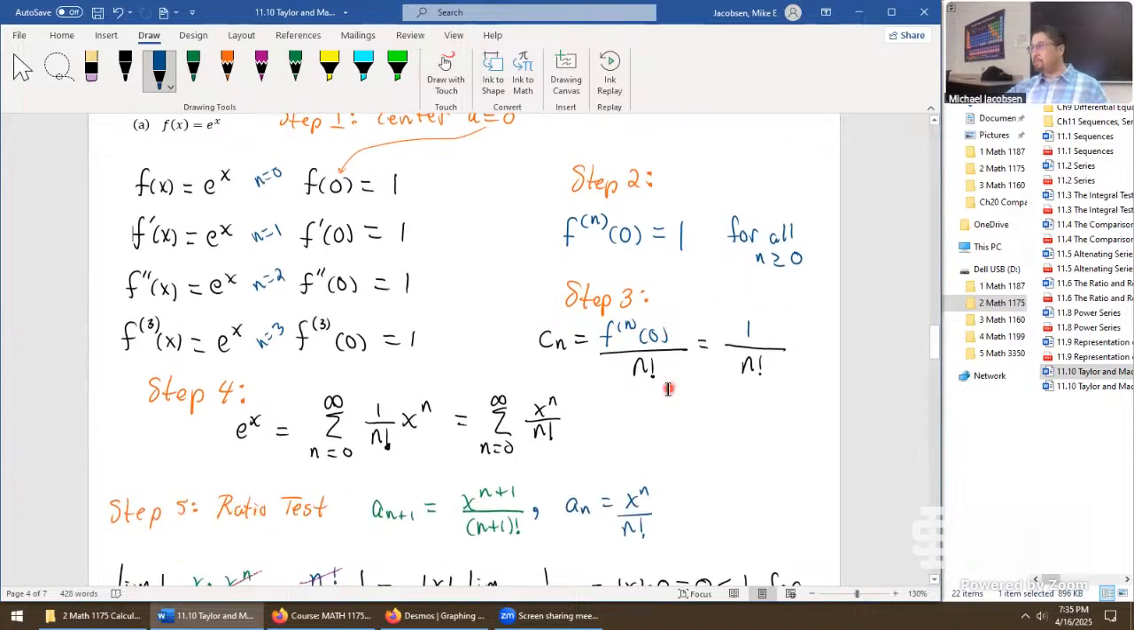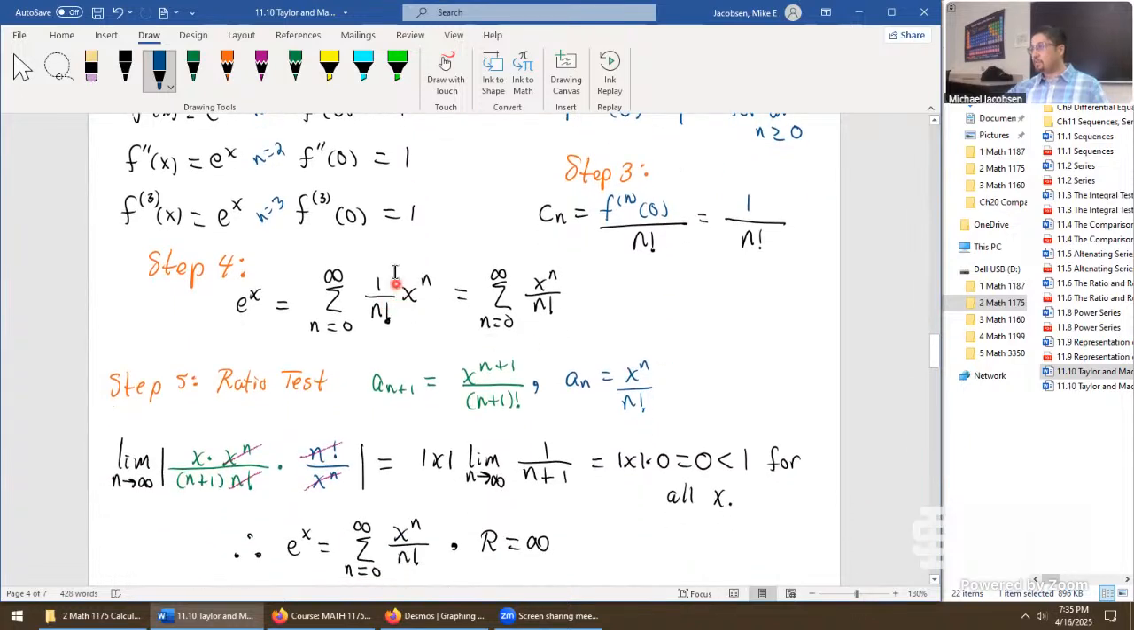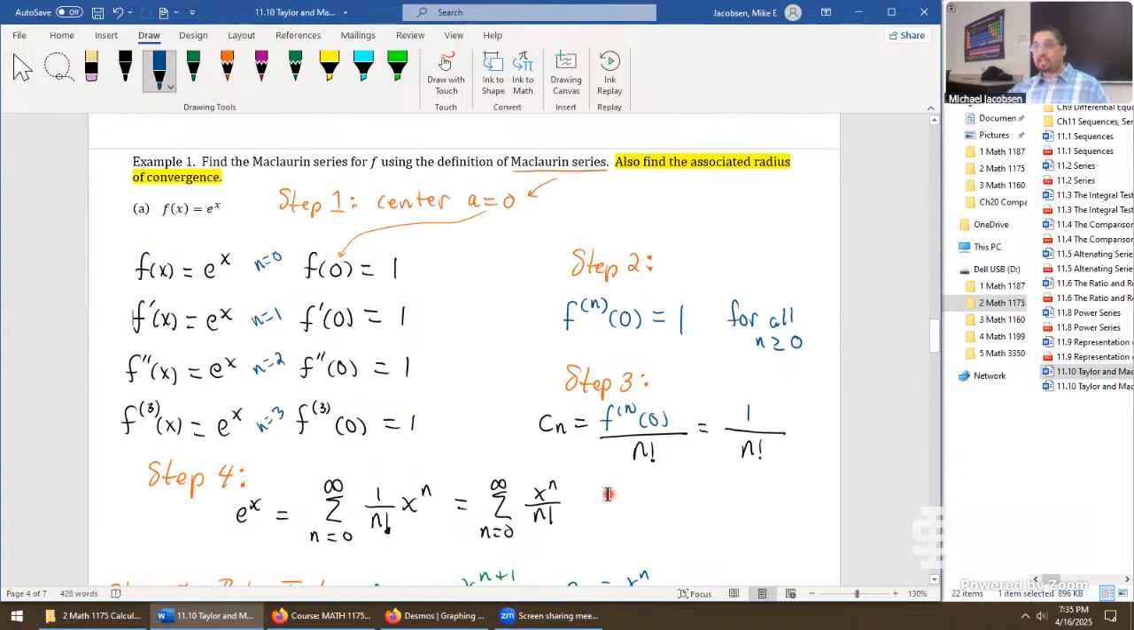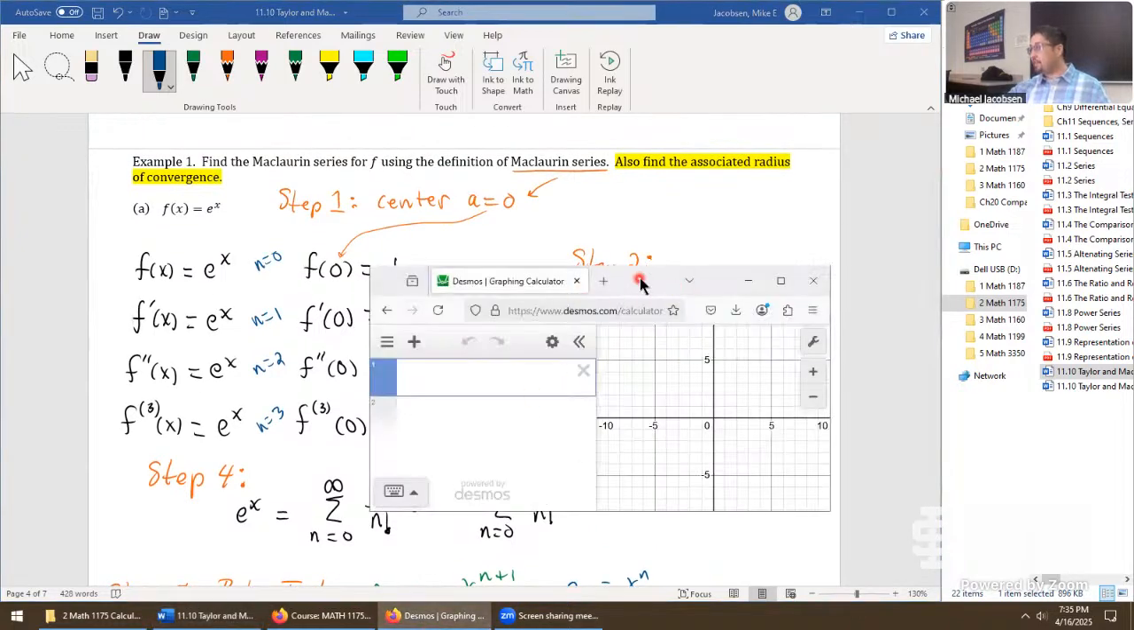Formula for Cn just divides by n factorial. So we threw in n factorial, here's x minus 0, 0 being the center, simplifies to just x to the power of n. And that's our Maclaurin series for e to the x. Really kind of weird in a way, right? We look at this really, really carefully. Here's another view of what we just did.